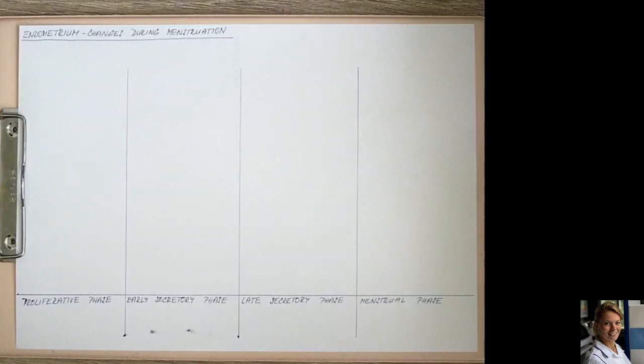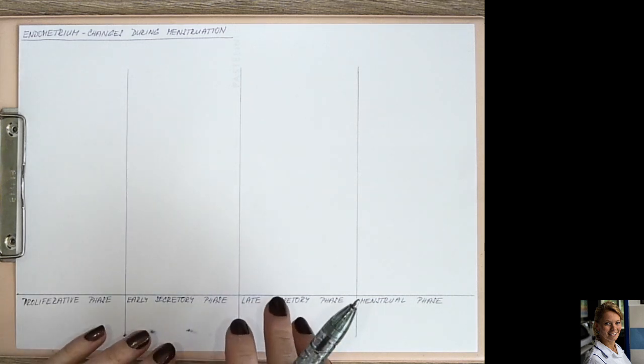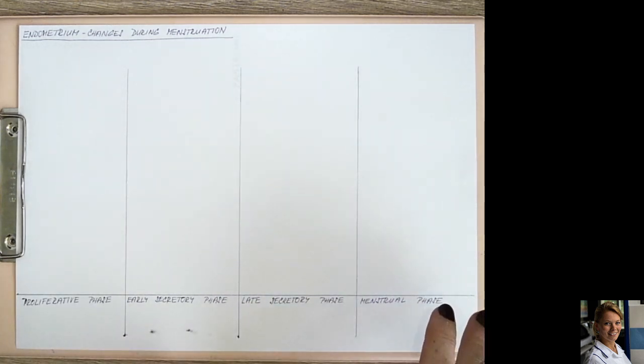Hello everyone, in this video we will draw and label the scheme of the endometrium, and we describe the changes during the menstruation in the endometrium. During the menstrual cycle, the endometrium exhibits morphological changes that are correlated with ovarian functions. The cyclic changes in a non-pregnant uterus are divided into proliferative phase, secretory phase, and the menstrual phase.